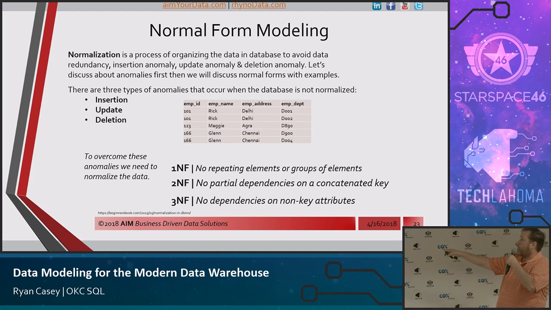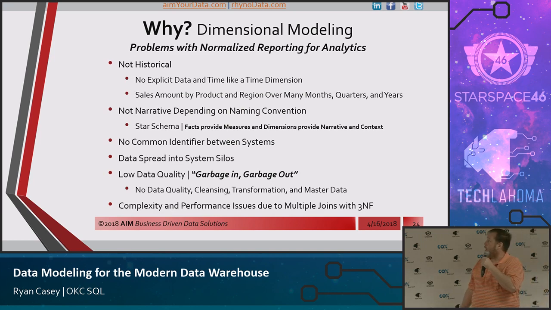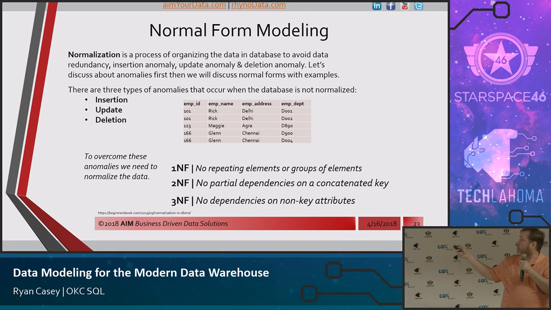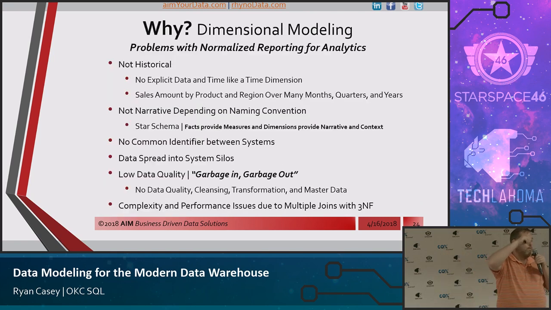So that's why we did it, but the things we just talked about make it very poor for an analytic system. So why do we dimensional model? Essentially because the third normal form doesn't have any history. We might have timestamps, but timestamps are not the same as history or knowing the pattern of a slowly changing dimension. So there's no history. It's not narrative. There's no context. A star schema will help you organize your data in a narrative and contextual manner that makes sense to the business when they're trying to do analytical things.